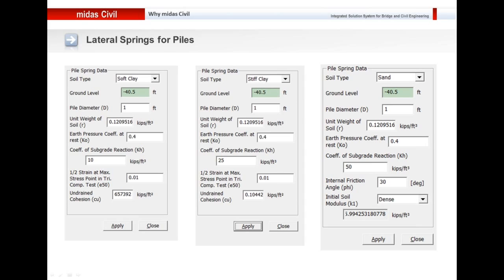So let me now open Midas Civil in front of you so that I can do this parametric analysis between different types of soils. First of all, I'm going to show you the model in which I have no soil. So I'm opening up that model in which I have no soil. Just give me a second.